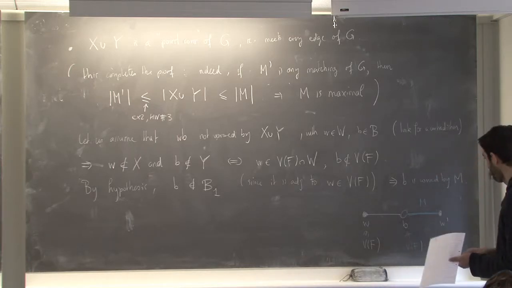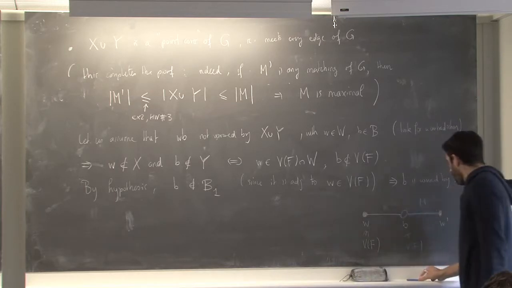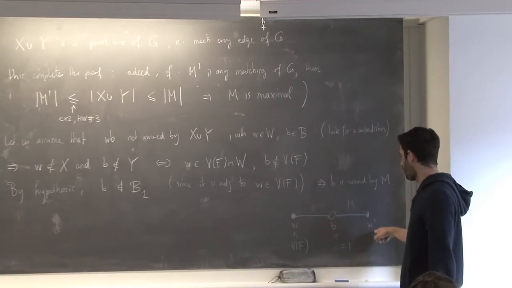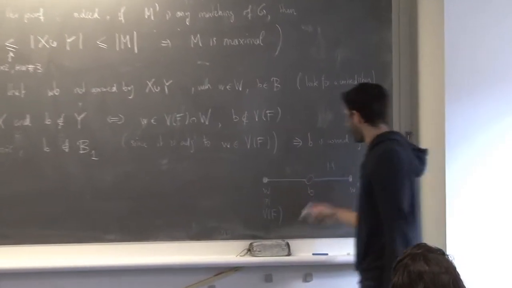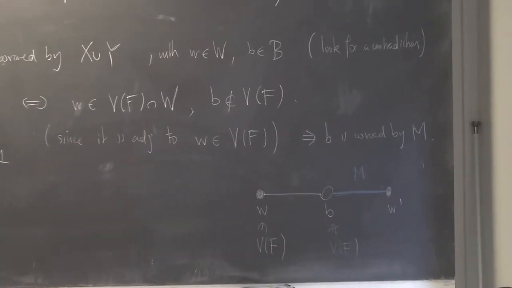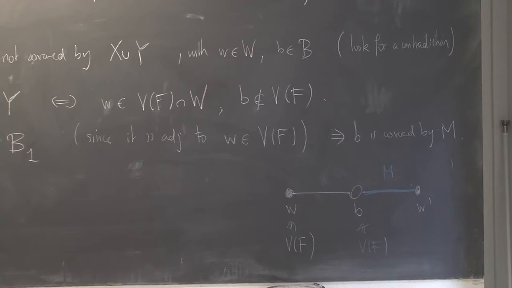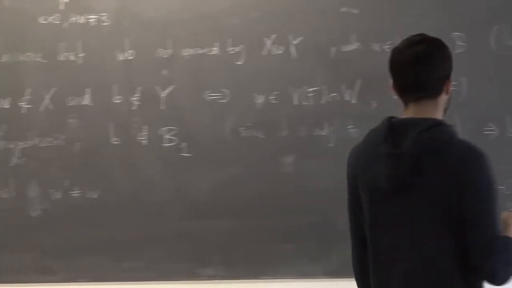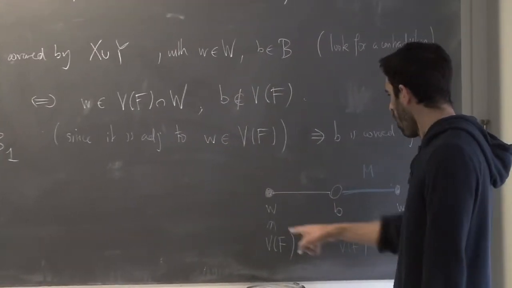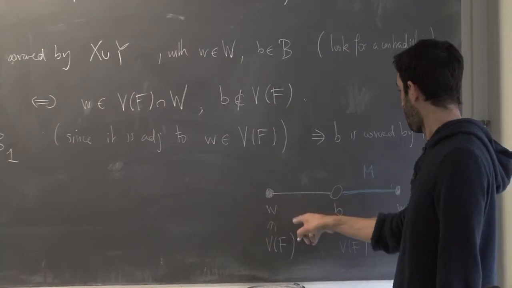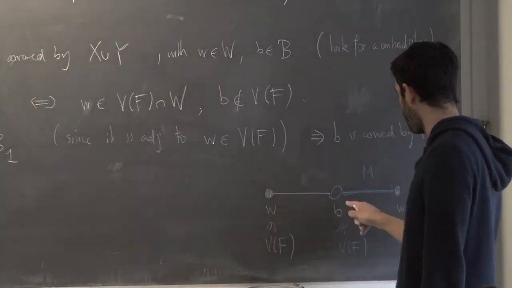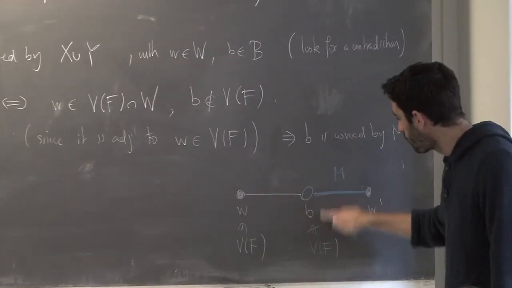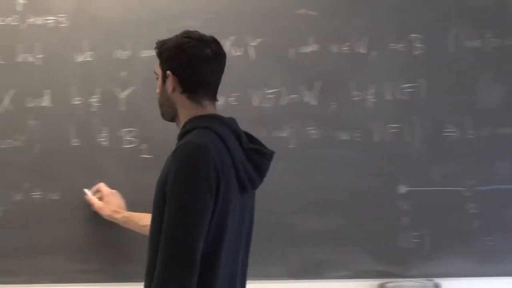V of F. Okay, here we could think maybe W could be equal to W prime, but this is not possible. Why? Note that W prime is not equal to W, since, well, whenever a white vertex in the forest is adjacent by an edge of M, then it's adjacent to an element which is again in the forest.